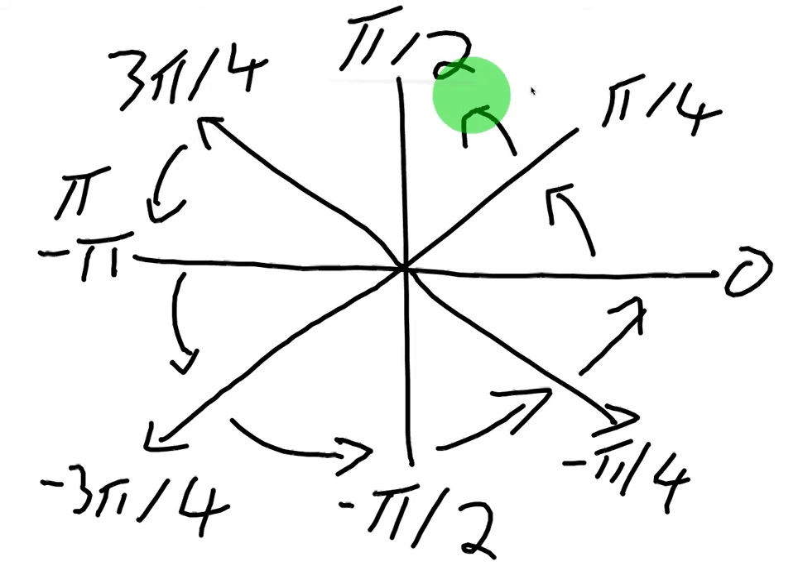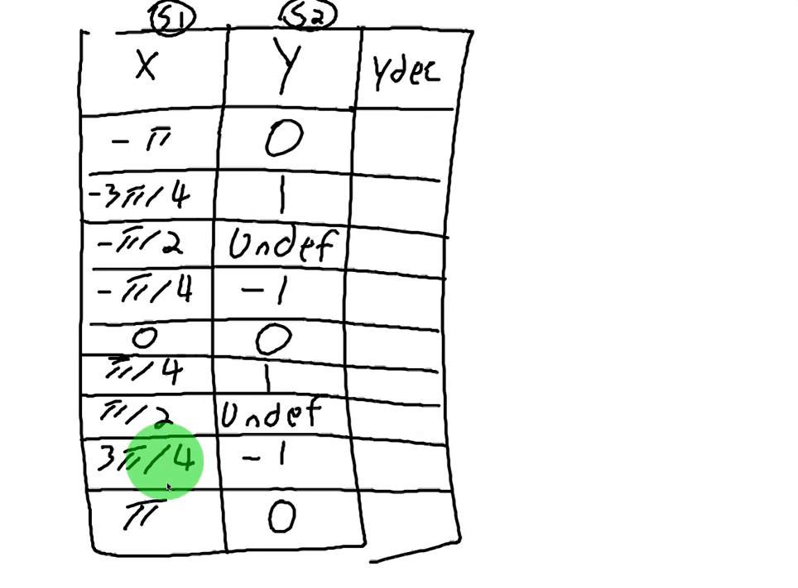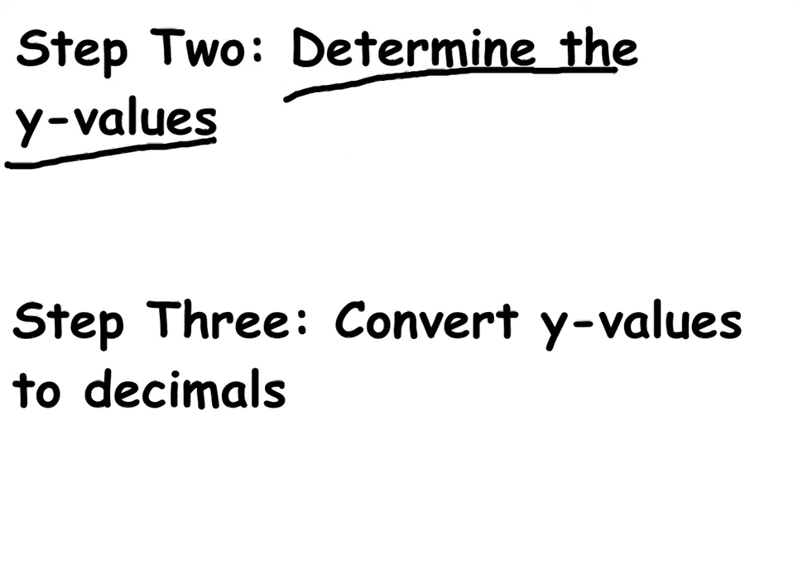You should have these same 9 x values for every single trig function, at least for the way I teach it. There's more than one way to graph a trig function, by the way, folks. I'm just giving you, to me, the simplest way. So here's all of our x values. Now, what was step 2? Step 2 was to determine the y values.